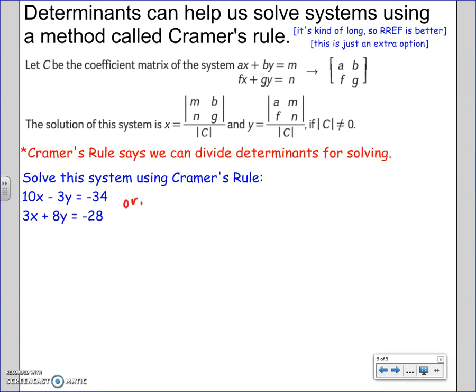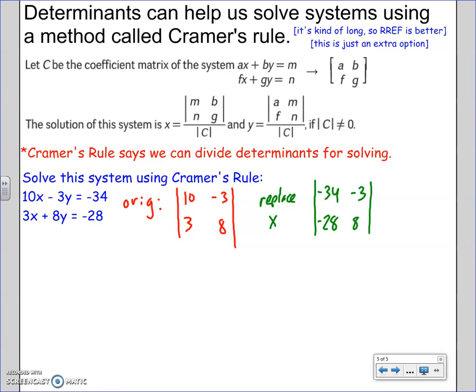I'll call this the original. It's going to be 10, negative 3. And then for the second equation, it'll be 3 and 8. That's the original. Then I'll make 2 more. I'm going to do the same, but I'll replace x with the answers. So if I replace x, I get negative 34, negative 3, and then negative 28 and positive 8.